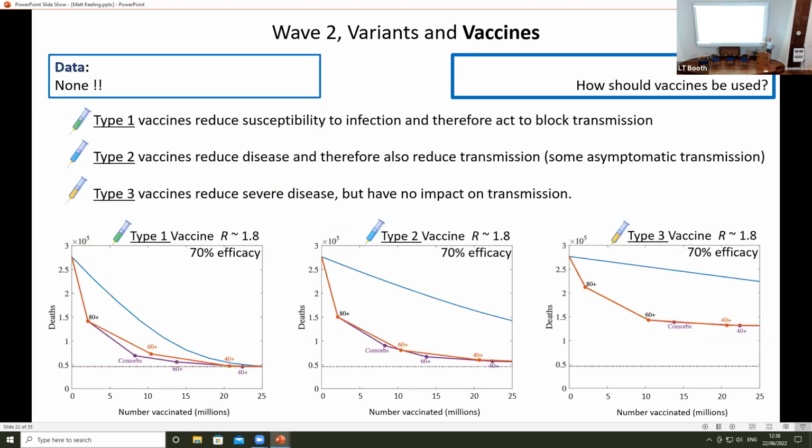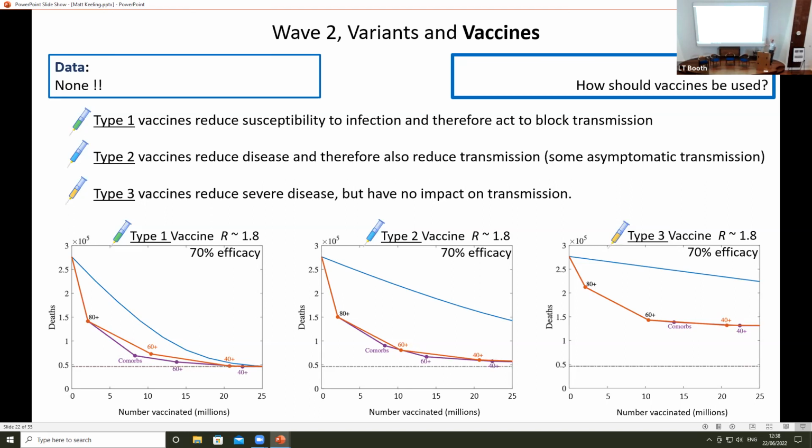As I said, we didn't know anything about the vaccine, so we thought about different ways that the vaccine could act, and we've got 3 different types of vaccine, depending on what we thought it would do. Would it block transmission, which is the hope, so you just can't get infected, or partially block transmission? Would it just reduce your disease, so you catch it, but you're not as likely to be symptomatic? You maybe could still spread it slightly while asymptomatic. Or would it just stop severe disease but have no impact on transmission?